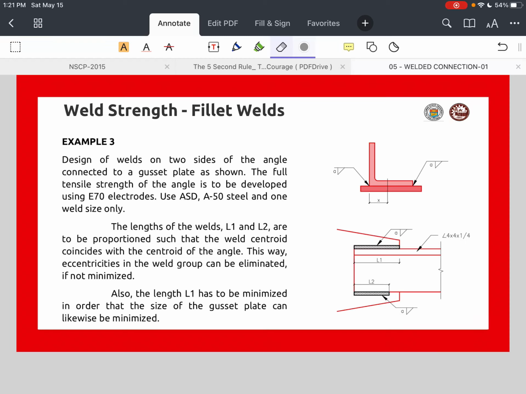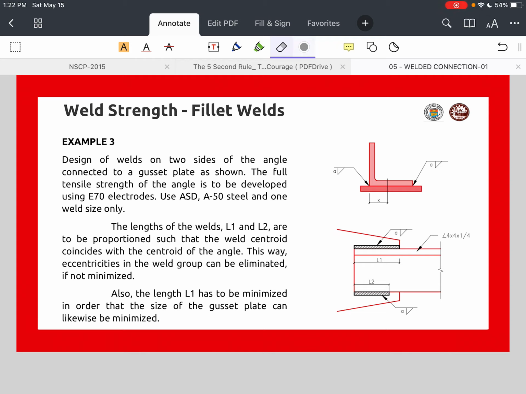Okay, so let's now have our third example. We have to design the welds on two sides of the angle connected to a gusset plate as shown in these figures. The full tensile strength of the angle is to be developed using E70 electrodes. Use ASD, A50 steel, and one weld size only.